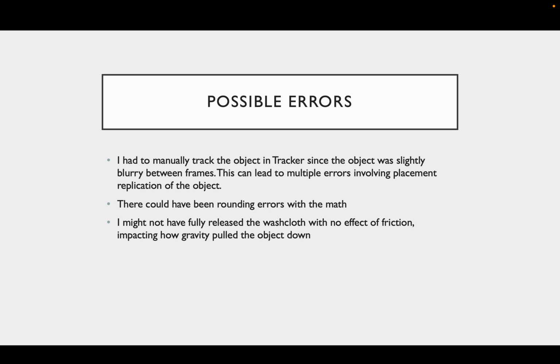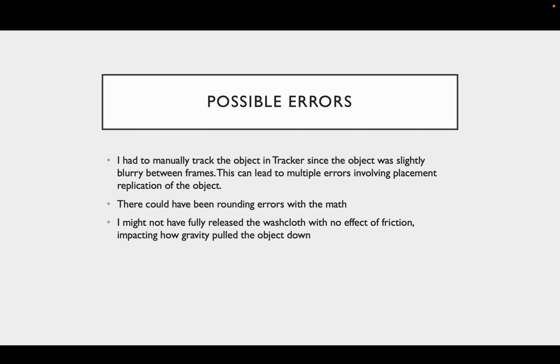Some possible errors for this lab: I had to manually track the object in Tracker because the object was blurry between frames. So this could lead to multiple errors involving placement replication of the object. Whenever I was trying to measure where it was, I may not have had the cursor at the exact point I had it whenever I was measuring beforehand. There also could have been rounding errors with the math, whether it be whenever I was recording placements from Tracker or whenever I was recording the data from GlowScript.